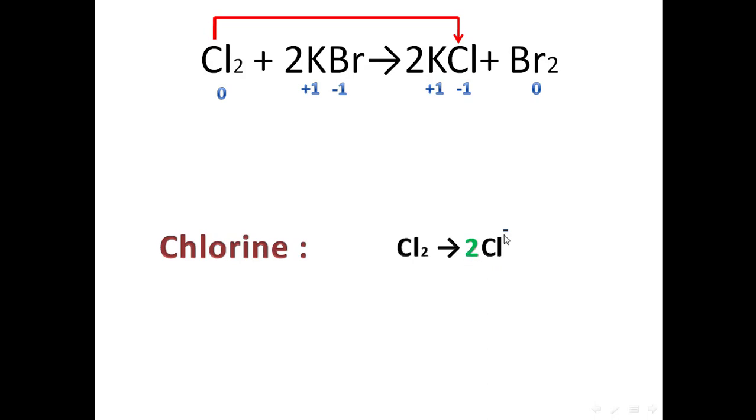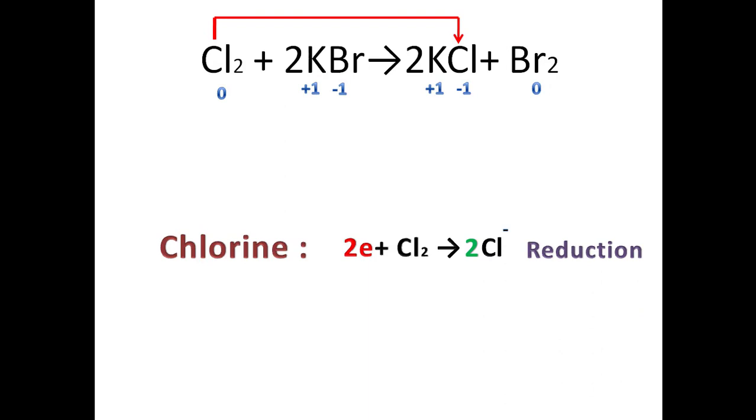Here we have 2 negative charges. How to make them equal on both sides? Here chlorine has an overall charge of 0. So how to make this side -2? By adding 2 electrons on this side. According to the oxidation state, chlorine was 0 and then turned to -1, which means we have a decrease in the oxidation state, so the process here is reduction.